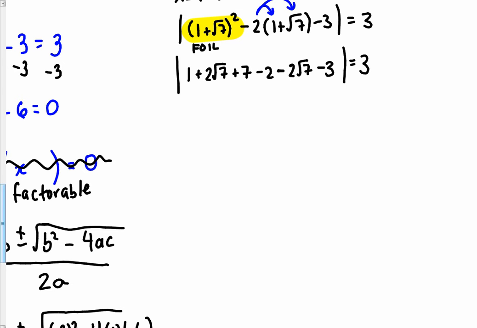There we go. Now what happens? Yay, the plus 2 root 7 minus 2 root 7 cancel. What else do we get? 1 plus 7 is 8. 8 minus 5, 3. Guess what? It works. Okay, now we have to try the other one.